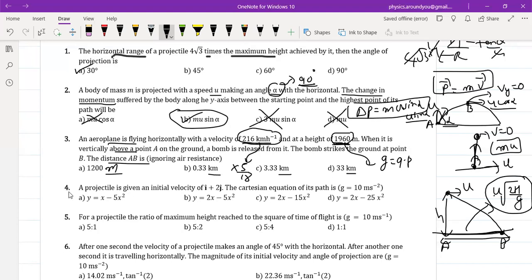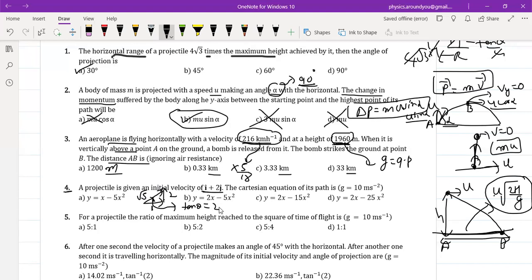Now we go for question number 4. A projectile is given an initial velocity of i plus 2j. What is the Cartesian equation of its path? If I look at i plus 2j carefully, it is 1 meter per second in horizontal and 2 meter per second along the vertical. If I join the tail of one vector to the head of the other vector, the magnitude of the initial velocity turns out to be root 5 and tan theta comes out to be 2.